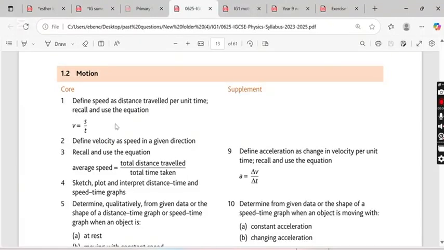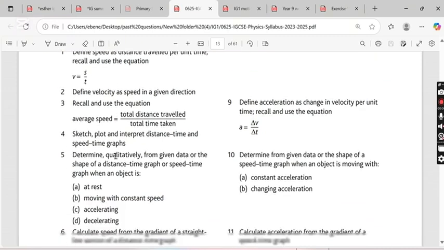Describing velocity, or you are defining velocity. And then distance traveled per unit time. Distance is a scalar. That one will give you speed. And then average speed is total distance divided by total time.